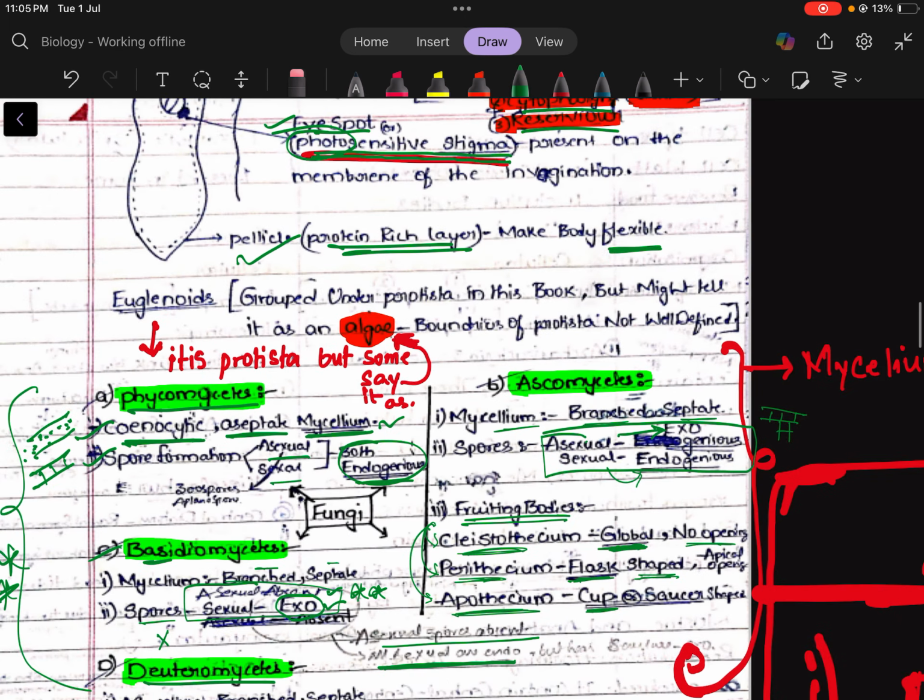See, euglenoids are grouped under Protista. This line was very important; it can clear much confusion. Euglenoids are grouped under Protista, but some may tell you it is an alga. The boundaries of Protista are not well defined. It is a protist, but some say it is an alga. Euglenoids are actually Protista, but some may include them as algae.